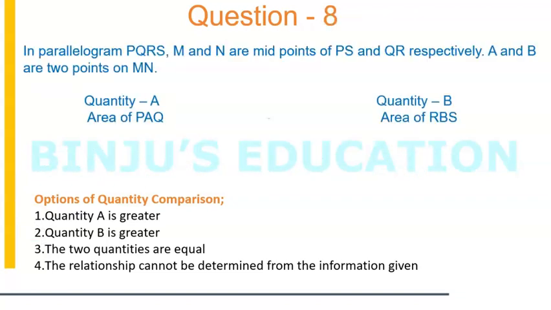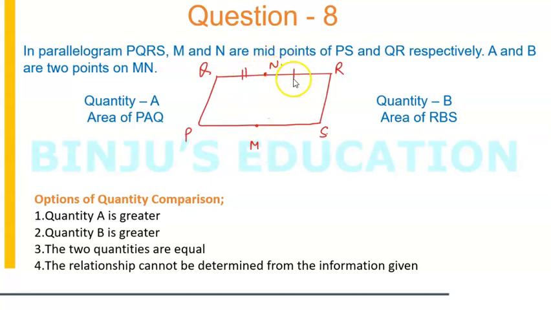Pause the video and draw this question, please. Okay, let's see what this question says. We have a parallelogram PQRS. So let's quickly draw that. M and N are midpoints of PS and QR. Okay, so M and N, these are the midpoints of PS and QR.